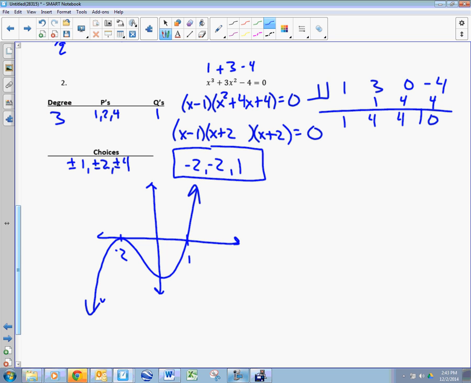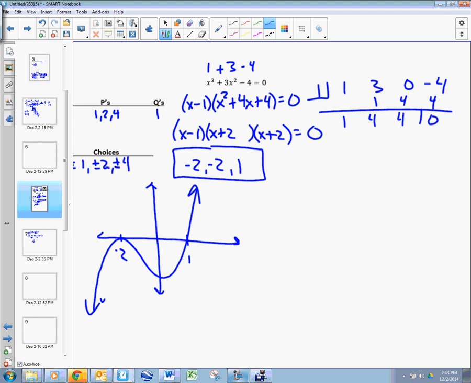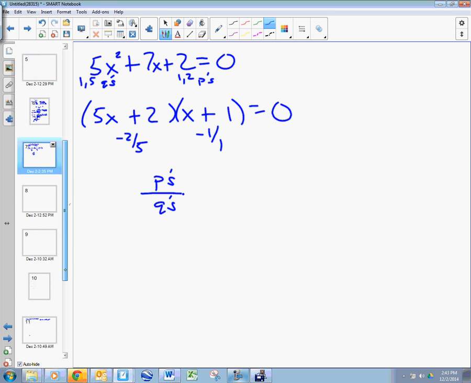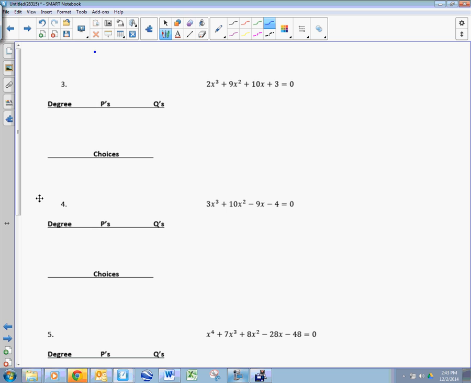Look at how much ground we covered in that time. We now know how to graph these things. We know how to factor just about anything. Nothing can stop us now in algebra. I mean, it's like, what can't we do? One more problem, number 3.